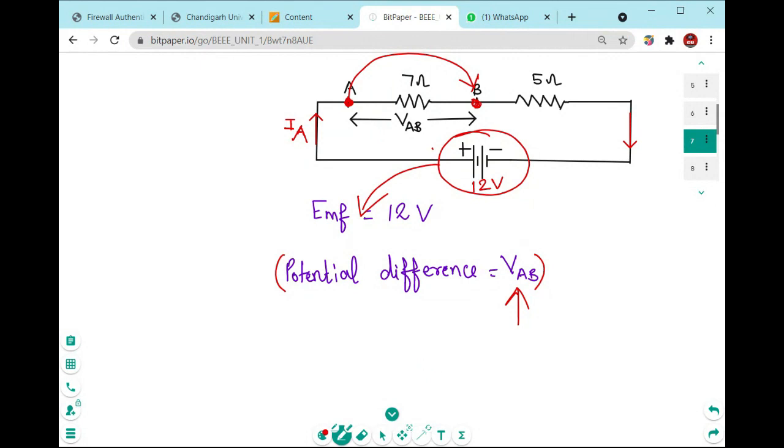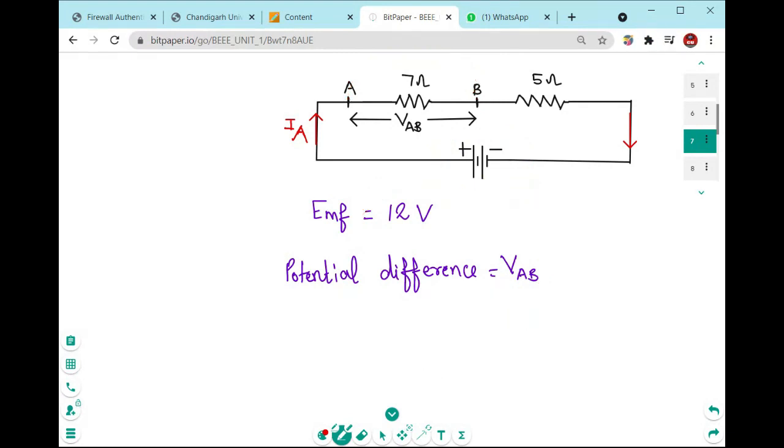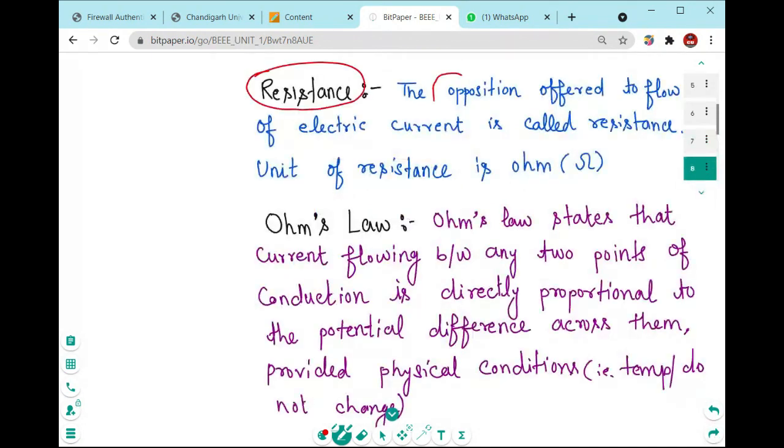1 ampere current is flowing through this, so V is equal to I into R. So this is 7 volt. Clear? Clear to all of you? Across this particular circuit. Okay, good. A resistor is used right here to offer some opposition to the flow of electric current. It is the opposition to the current.